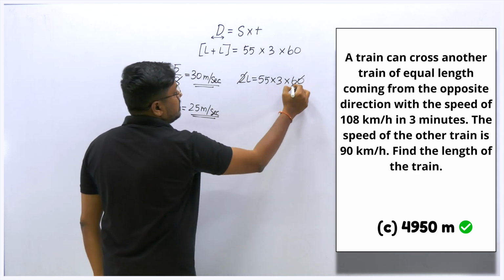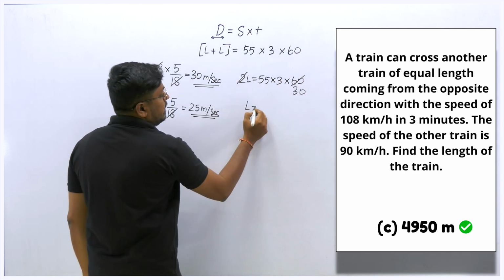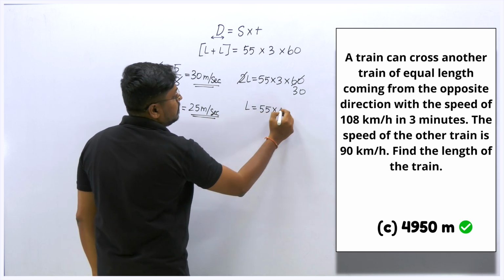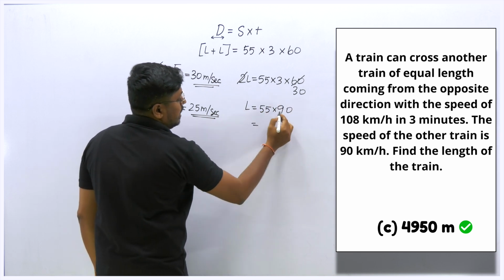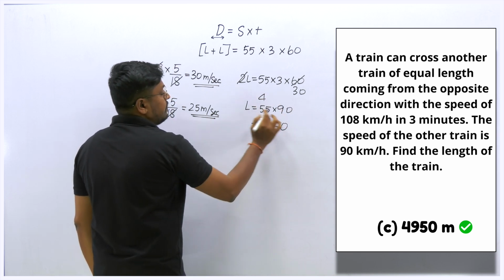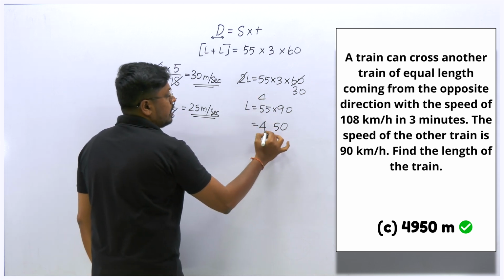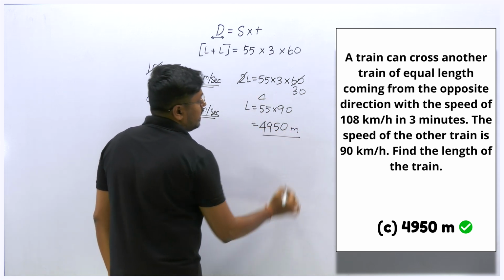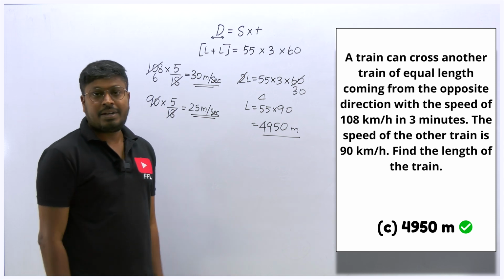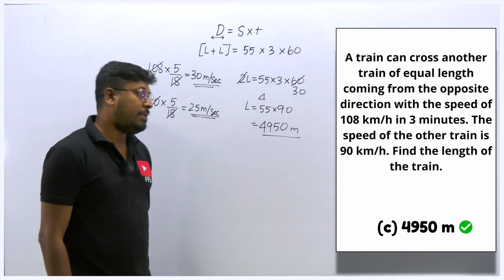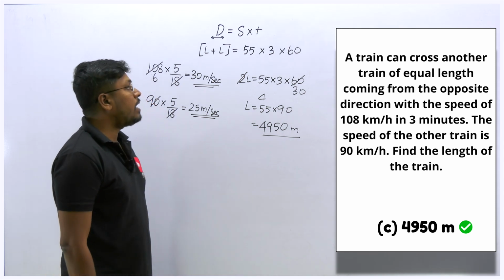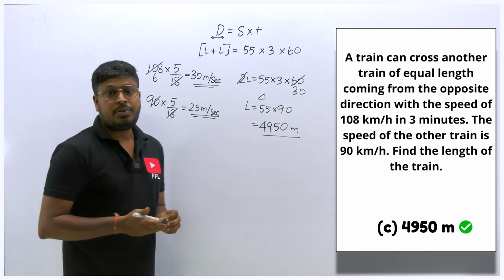So cancel it, this will be 30. So finally L is equal to 55 into 90. So 0, 9 5s are 45, 4, 9 5s are 45, 49, 4950 meter. So finally we can say that the length of the train will be 4950 meter, right? Just let me check. Yes, 4950 meter will be the length of the train.